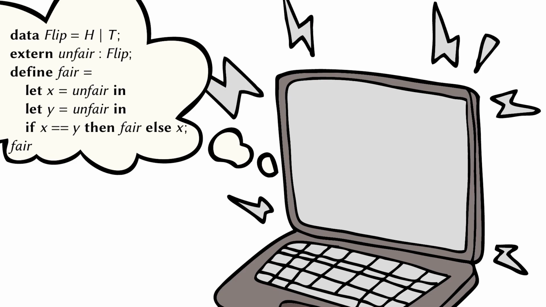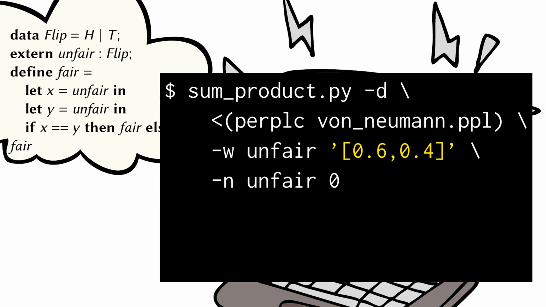Instead of actually generating random results, our language analyzes the program and computes the distribution of results exactly. Suppose the unfair distribution is 60-40. Here, our language computes that the fair distribution is indeed 50-50 as desired. This output is exact up to floating point rounding errors.